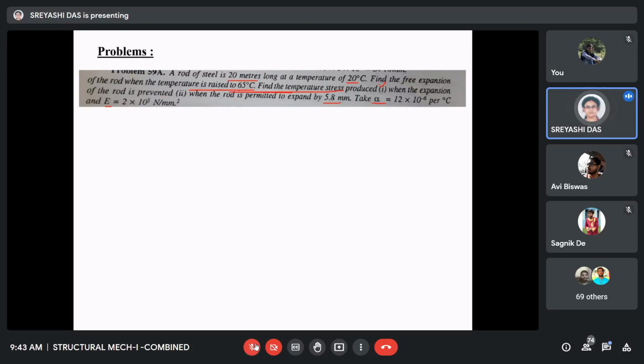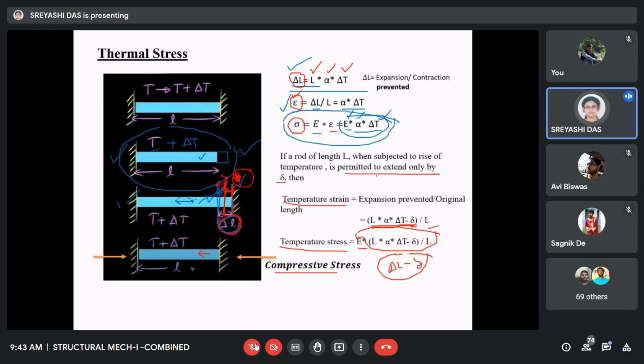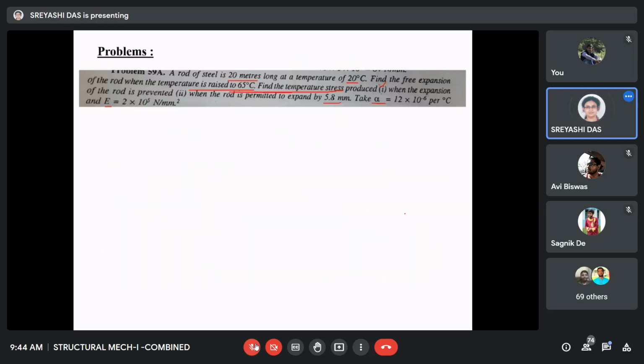And in the second case, when the rod is permitted to expand by 5.8 millimeter, this delta value is given, 5.8. Then the expansion prevented will be L alpha delta T minus delta, the strain will be the whole thing divided by L, and the temperature stress is E multiplied by that strain.